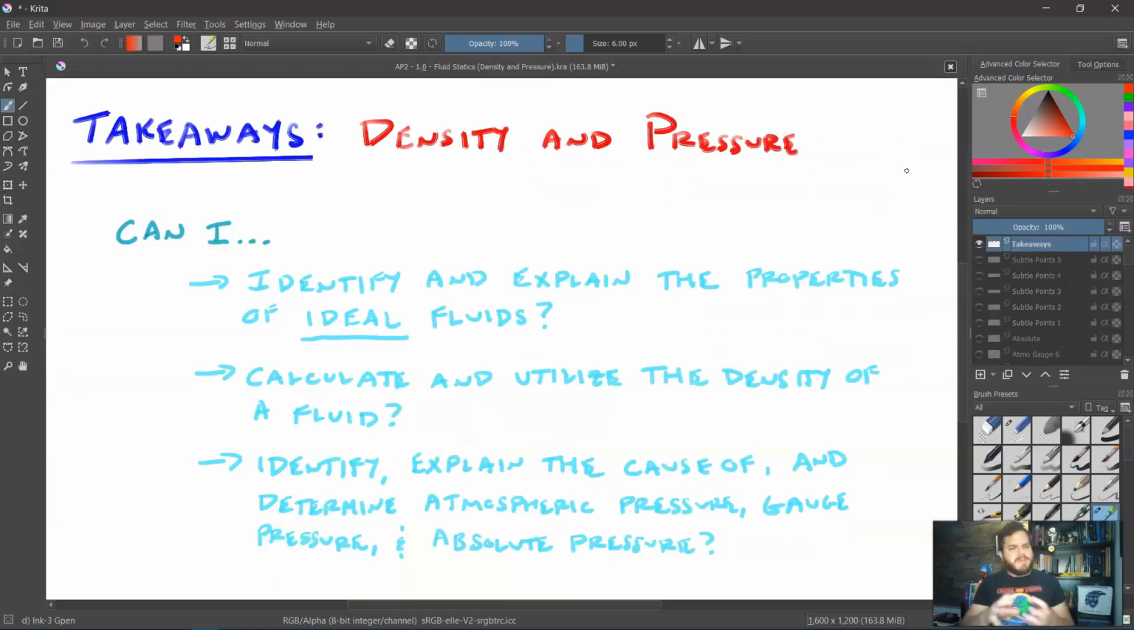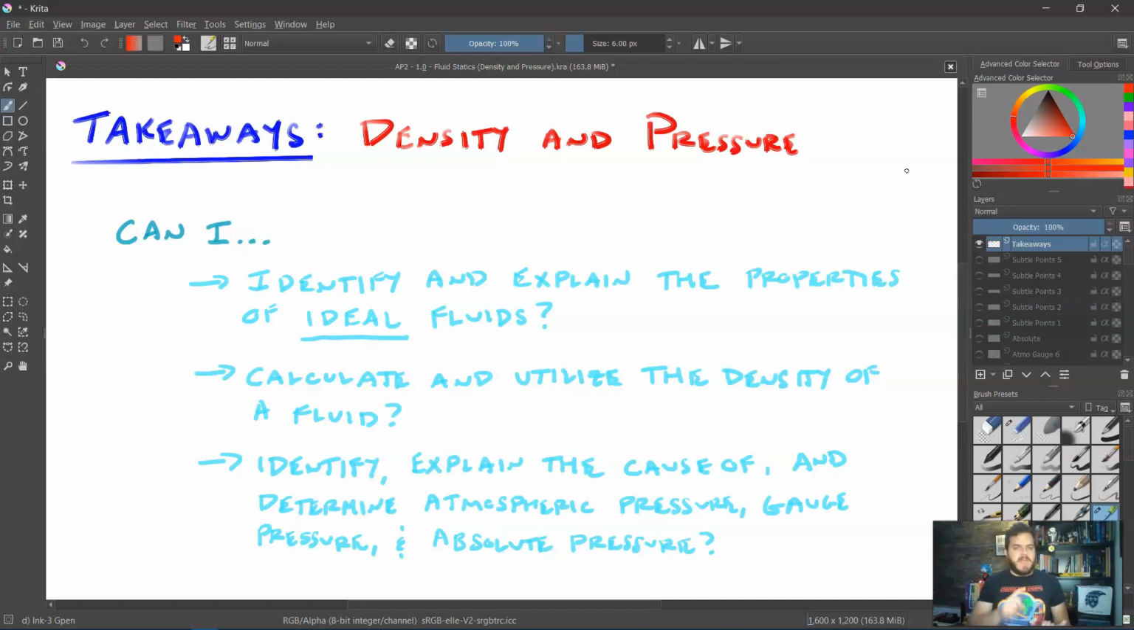So this is going to wrap up our conversation on density and pressure. So what are our main takeaways? One, can we identify and explain the properties of ideal fluids, aka that they are incompressible, that they are non-viscous, and that we're really only going to be looking at situations of laminar flow. Can we calculate and utilize the density of a fluid? Rho is equal to mass over volume, and additionally, if you want to find the mass, we would multiply the density and the volume together.